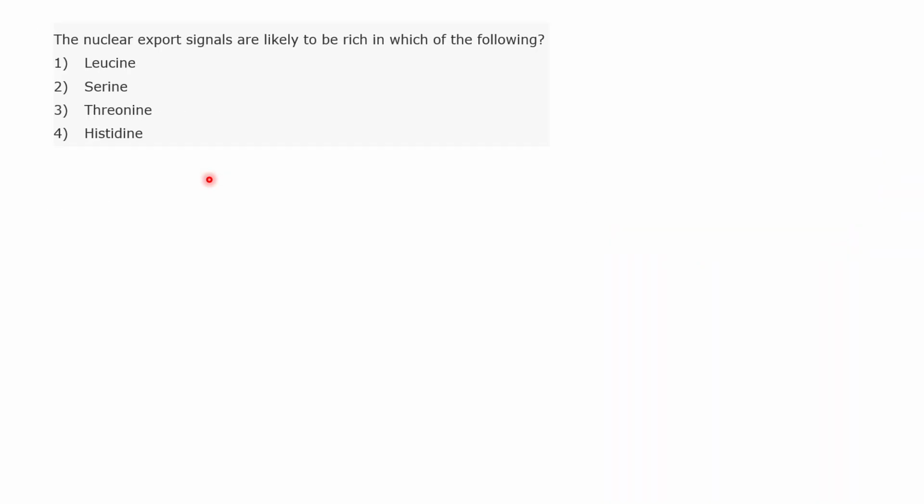Okay then. So coming on to the next question. The nuclear export signals are likely to be rich in which of the following? Leucine, serine, threonine, or histidine? Which might be the answer?